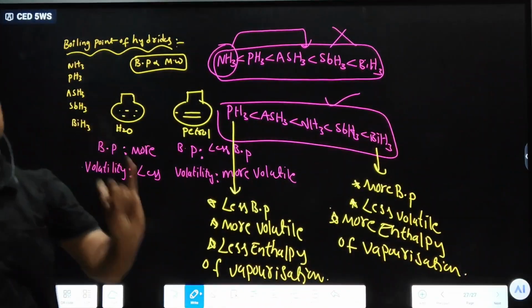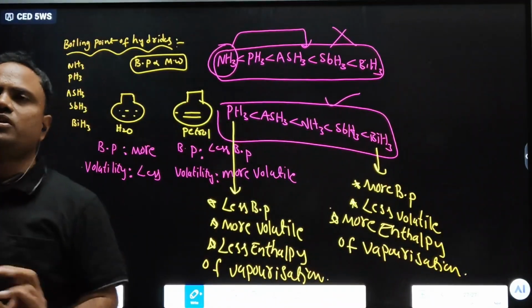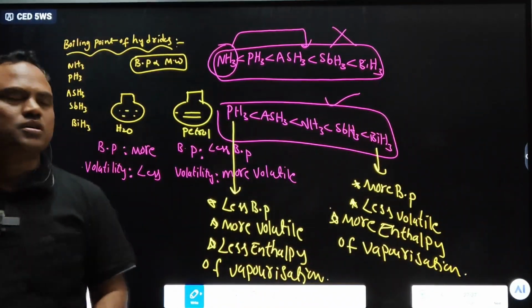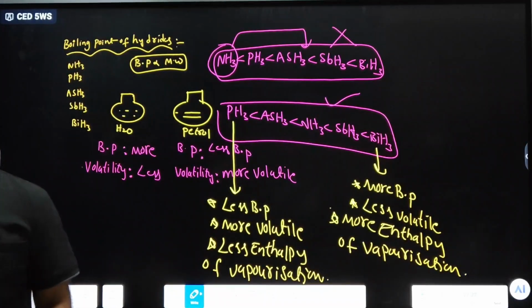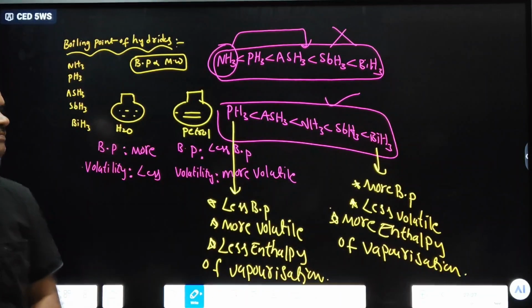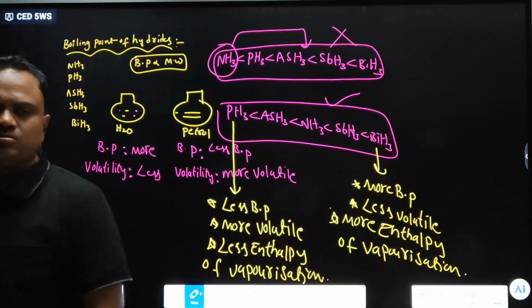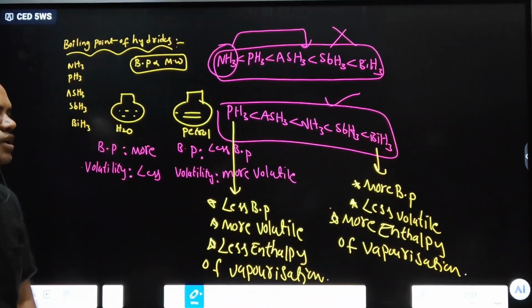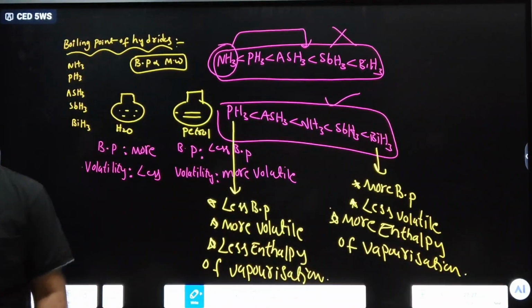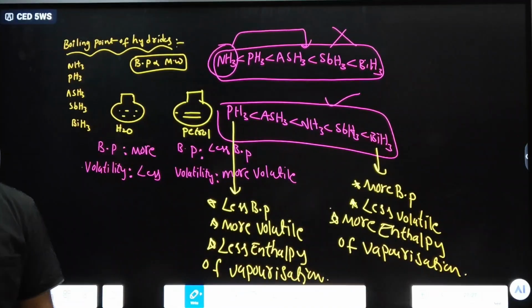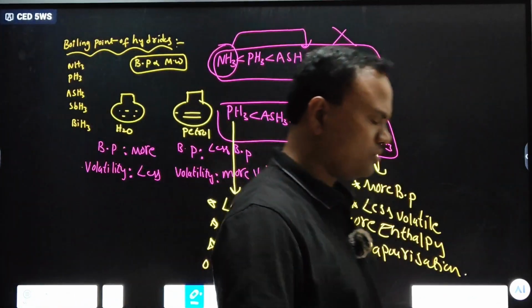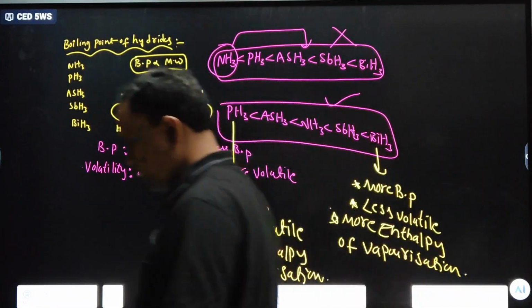So we completed stability, we completed reducing property, we completed Lewis basic character, we completed boiling points. Last topic, bond angle. Dipole moment is direct only, that is directly proportional to electronegativity. Next, bond angle. Let us close after the bond angle concept. Small topic, bond angle.